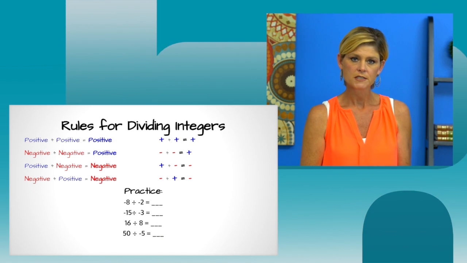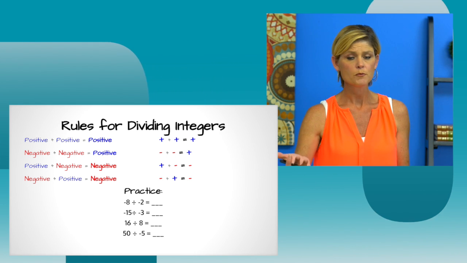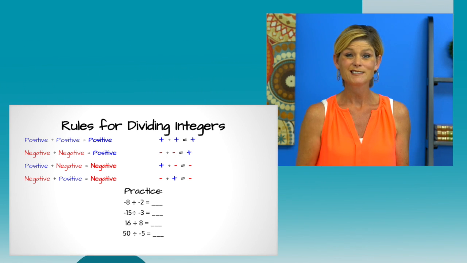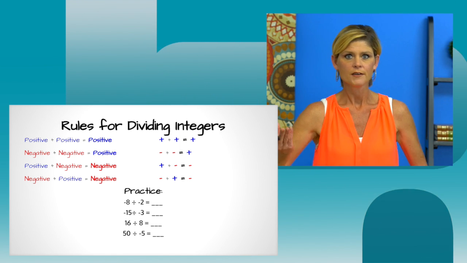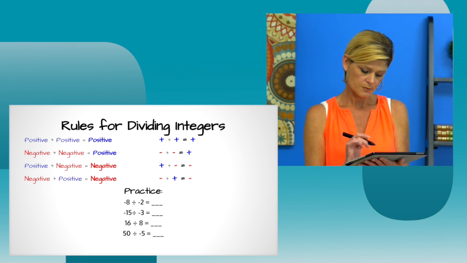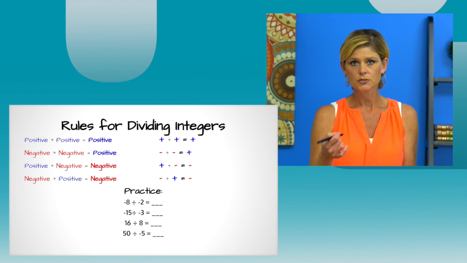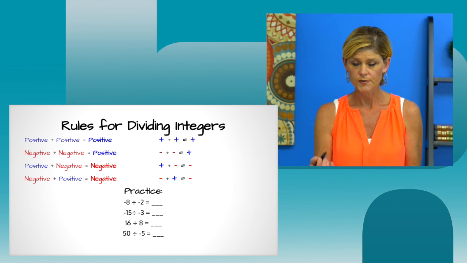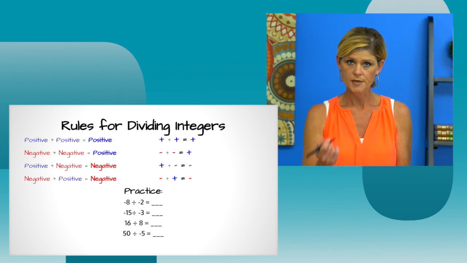All right, I also wanted to take a minute to talk about dividing integers. Remember, the rules for multiplying integers are the exact same rules for dividing integers. So once you've got them down for multiplying, you're good to go for dividing as well. I've given us a few problems to do here as well. Again, I would encourage you to do the division problem first, find the quotient, and then determine if it's going to be a positive or a negative number.